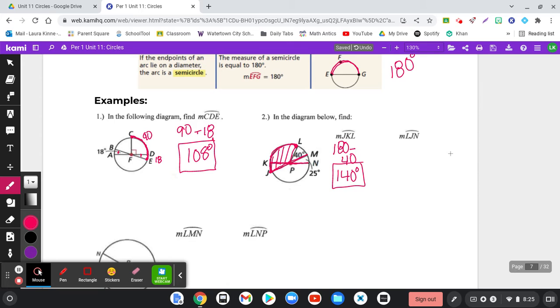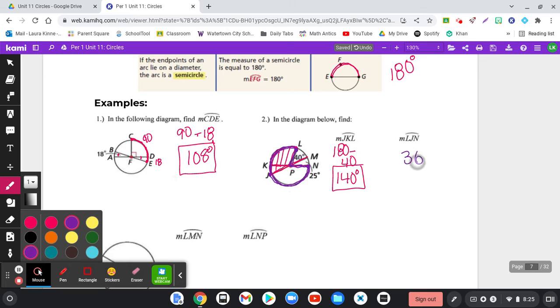All right, LJN. So L to J to N. That's a major arc. So it's basically all of the circle minus this part here. It's like Pac-Man. So the whole circle would be 360. So if I subtract out this section, which is 40 and 25, 360 minus 65 is going to give us an arc measure of 295.